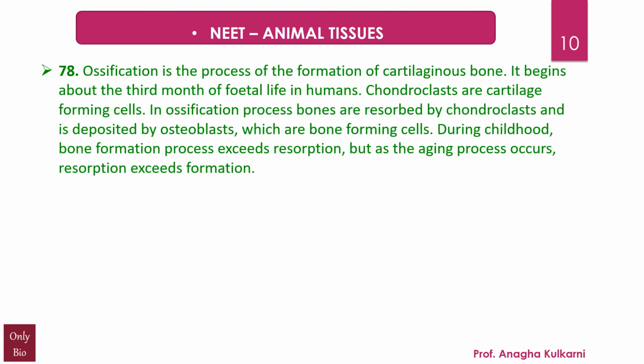Point number 78. Ossification is the process of the formation of cartilaginous bone. It begins about the third month of fetal life in humans. Chondroclasts are cartilage-forming cells. In ossification process, the bones are resorbed by chondroclasts and is deposited by osteoblasts, which are bone-forming cells. During childhood, bone formation process exceeds resorption, but as the aging process occurs, resorption exceeds formation.